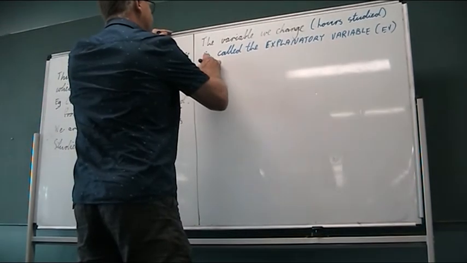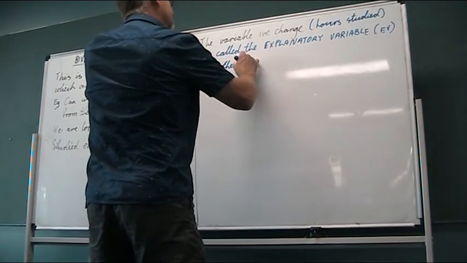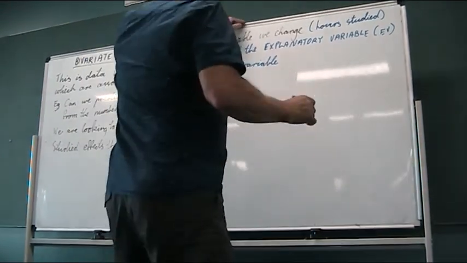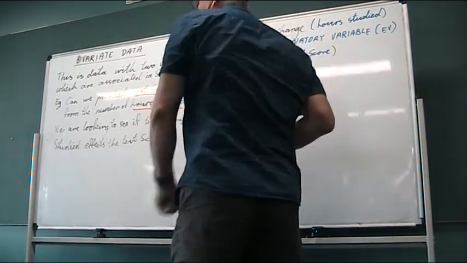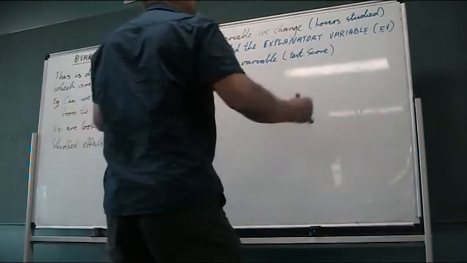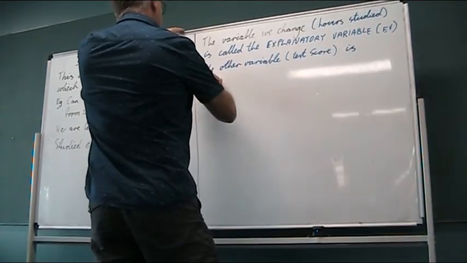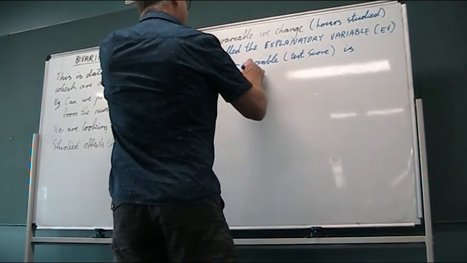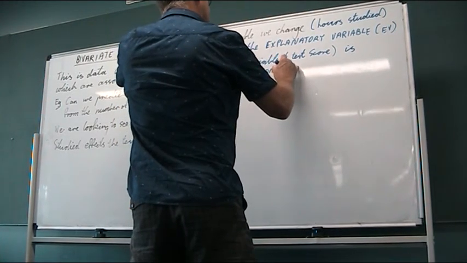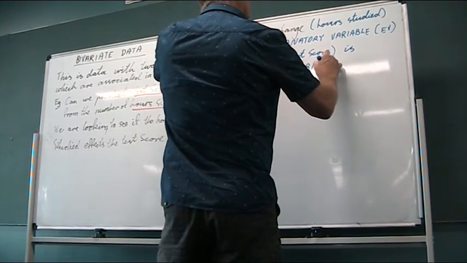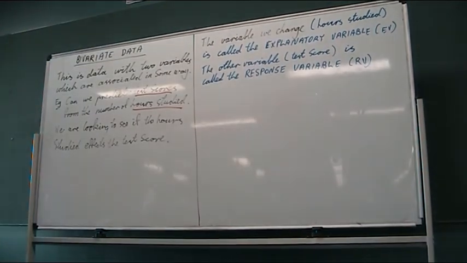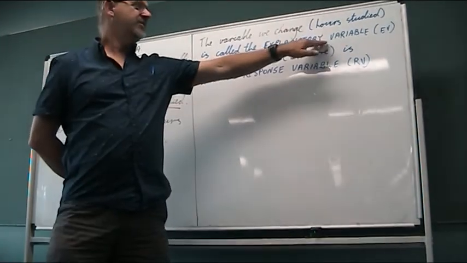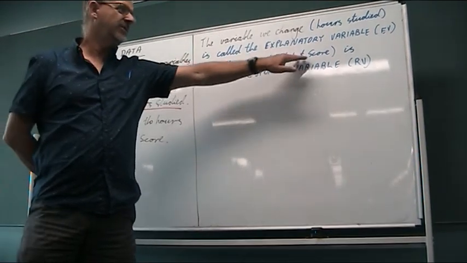And the other variable, in this case the test score, one that may or may not change, is called the response variable. And again, so we don't have to write all those letters out all the time, we'll just use RV. So response, and what's its response to changing this? So changing the hours studied, what's the response by the test score?